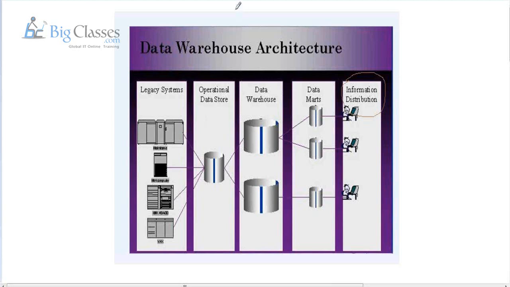Here is the cutoff. Warehouse from here on is OLAP, and here it is OLTP. The operational data source is the OLTP, online transactional processing, and the warehouse we call OLAP.